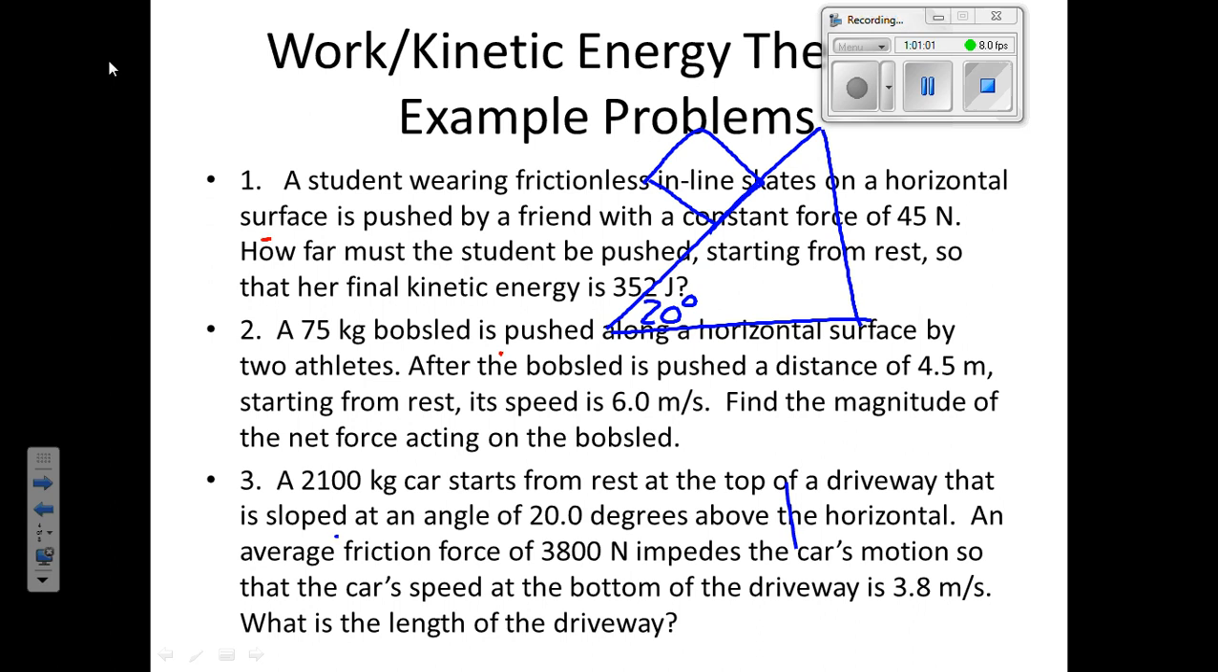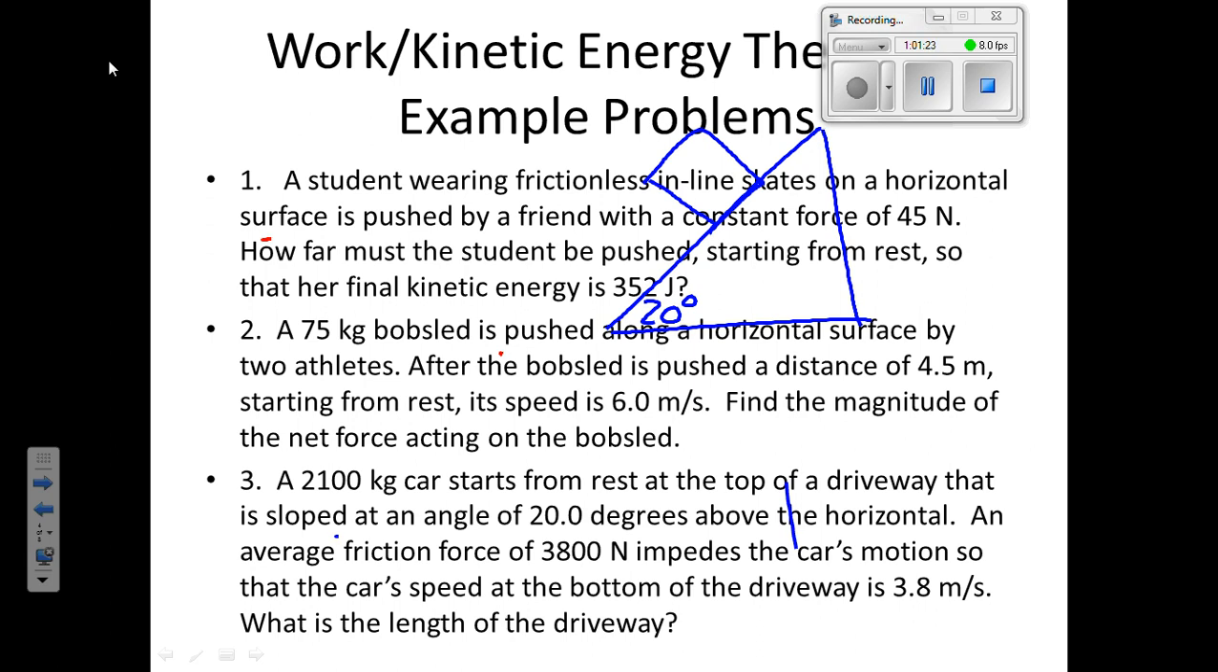2 ways we could do this. Number 1, by the time it gets to the bottom, well, first of all, at the top of the driveway, what does the car have? It's got potential energy. How much?